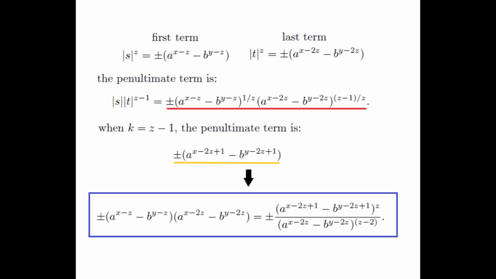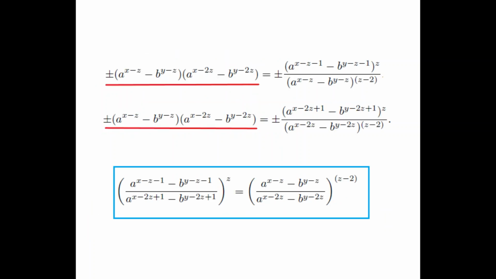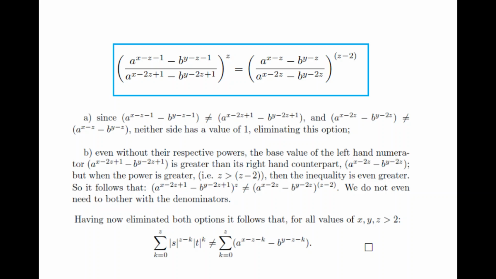Moving to the penultimate term, we follow exactly the same procedure. It leads to another blue box equation, and these two blue boxes are in fact very similar. Since the left-hand sides of these two equations, underlined in red, are exactly the same, we can subtract one from the other and rearrange to reach our final key equation at the bottom in the light blue box.